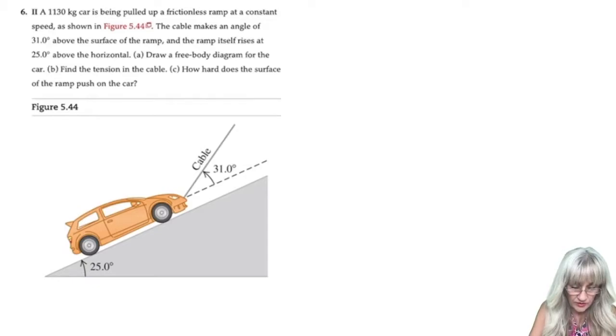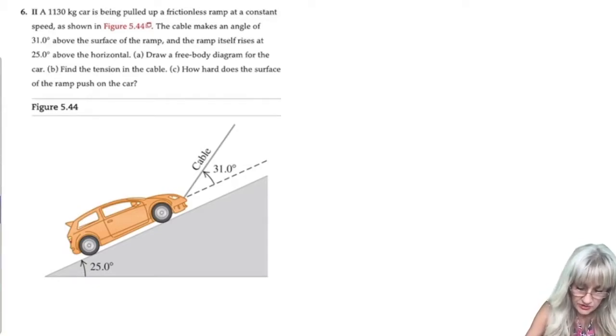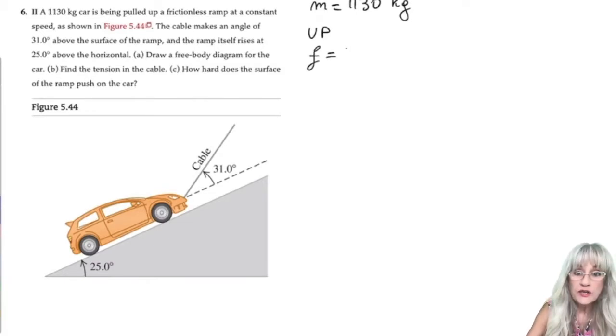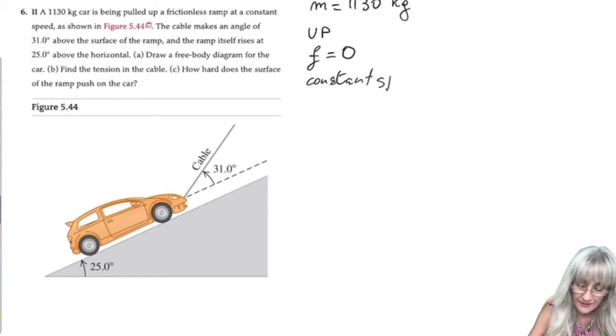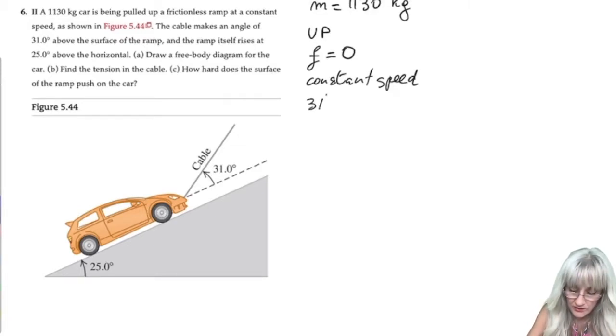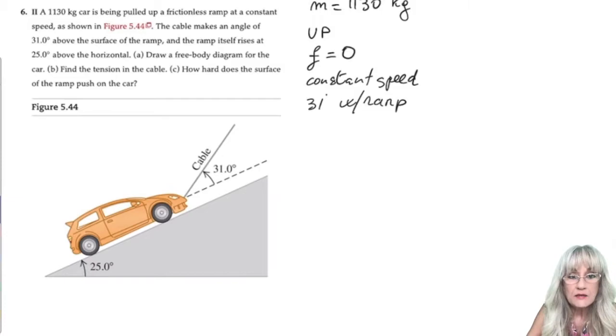In this problem, there is a car with a mass of 1130 kilograms that is being pulled up. The friction, from now on italic F, equals 0, at a constant speed. The cable makes an angle of 31 degrees with the ramp, but the inclined plane is 25 degrees.